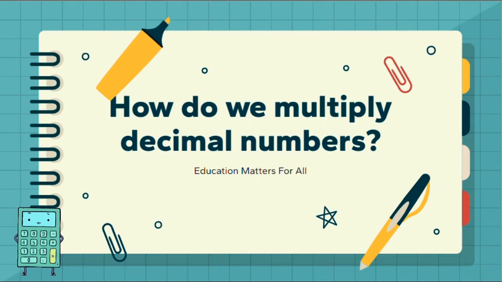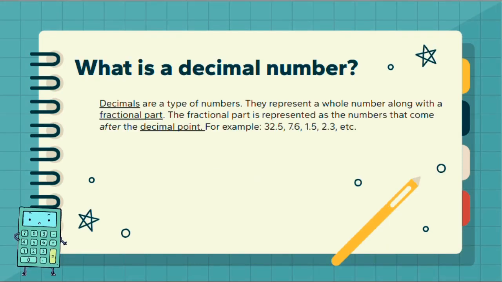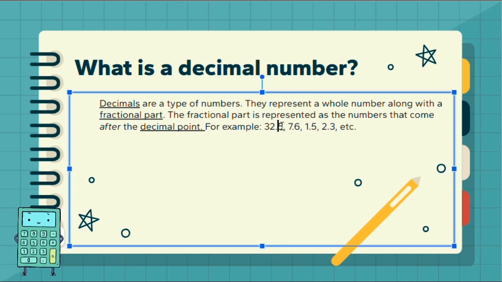to multiply decimal numbers. Okay, so first let's refresh our memory with what a decimal number is. Decimals are a type of number that represent a whole number along with the fractional part. The fractional part is represented as the numbers that come after the decimal point. If you're a little confused about what the fractional part is, just remember that a fraction is a part of a whole, so we have part of a number after the decimal point here. If you're still not sure what decimal numbers are, I strongly recommend learning that before learning how to multiply them.